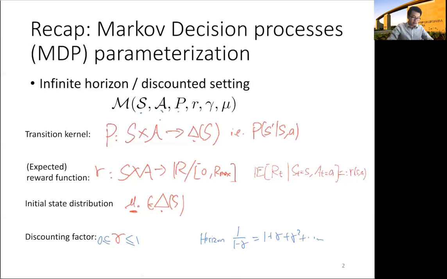Okay, and the transition kernel's output, we're using this notation to denote the probability distribution supported on the state space. And the expected reward we assume is bounded. So without loss of generality, we can assume it's bounded between 0 and 1. Okay, and lastly, there's the initial state distribution mu0, as we talked about last time.